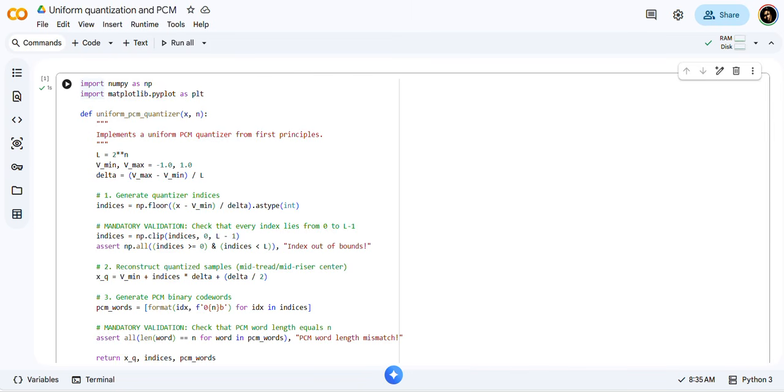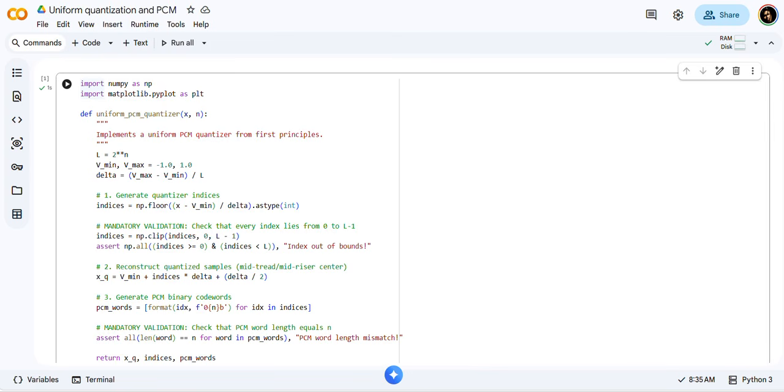This is the engine of the simulation. It takes a continuous signal X and squashes it into n bits of resolution. It calculates the total number of available discrete steps using L equal to 2 to the power n. For 3 bits you get 8 levels. For 8 bits you get 256 levels.